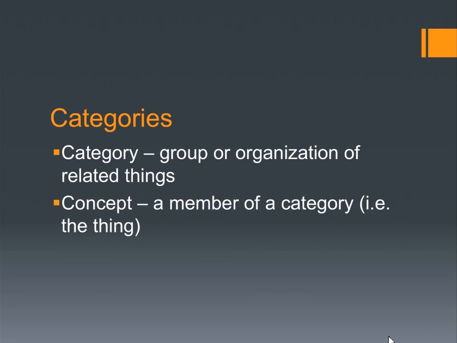A super important part of this is categories. Categories are a structure to memory that allow us to understand the relationship between things, which is very linguistic in nature. A category is a group of related things, and a single concept is a member of that group. So this is sort of a constituent of a category.